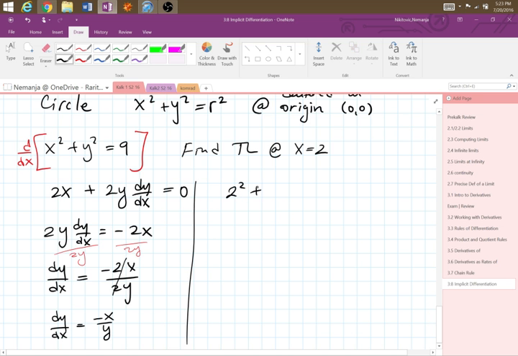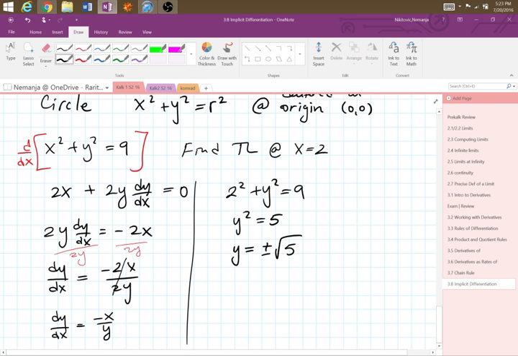So 2 squared plus y squared is 9. So y squared is equal to 5. And here is the $1 million thing. Don't forget to write plus minus square root of 5. You see that we are actually getting two values there? Anyone? We're getting positive and negative because we had to take the square root of both sides.